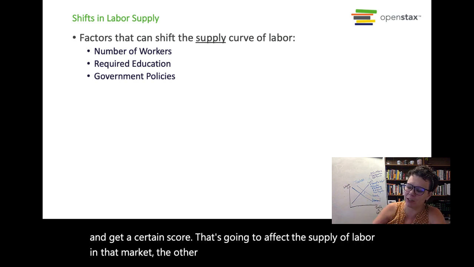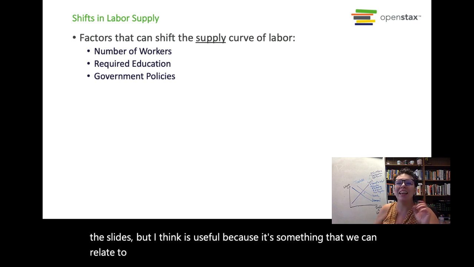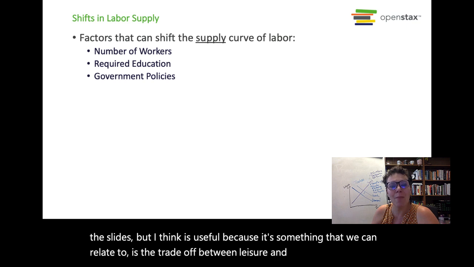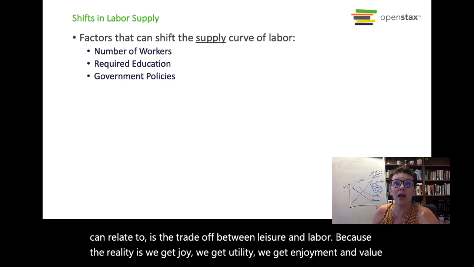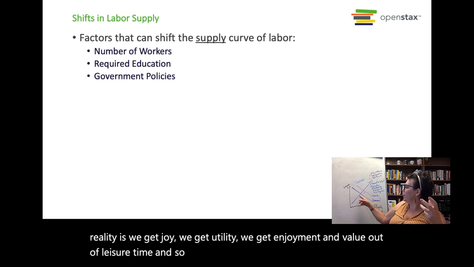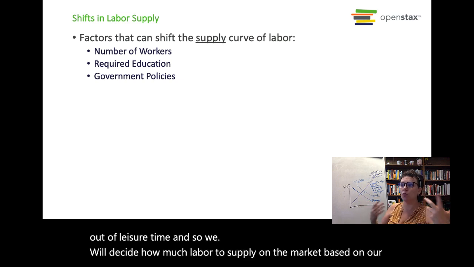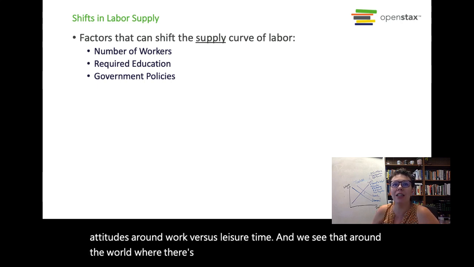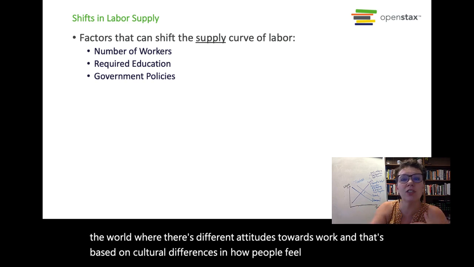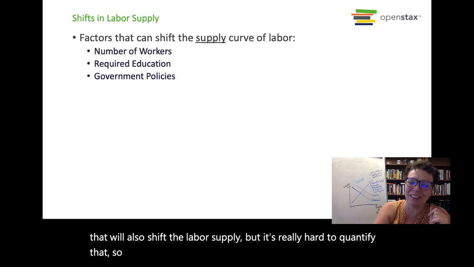The other thing that affects labor supply that's not in the slides, but I think is useful because it's something that we can relate to, is the trade-off between leisure and labor. Because the reality is we get joy, we get utility, we get enjoyment and value out of leisure time. And so we will decide how much labor to supply on the market based on our attitudes around work versus leisure time. We see that around the world where there are different attitudes towards work, and that's based on cultural differences in how people feel about leisure. So that will also shift the labor supply, but it's really hard to quantify that. So the textbook doesn't talk about it.